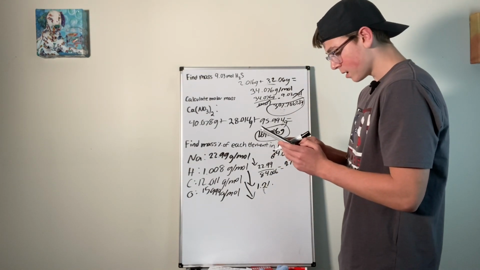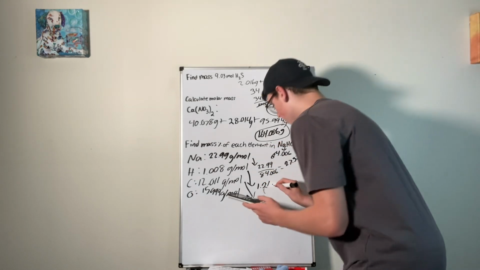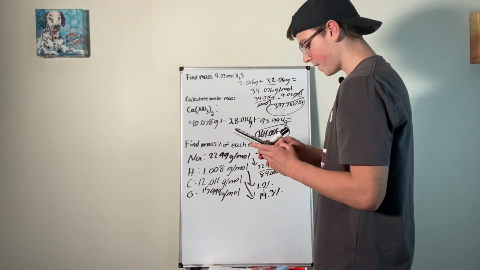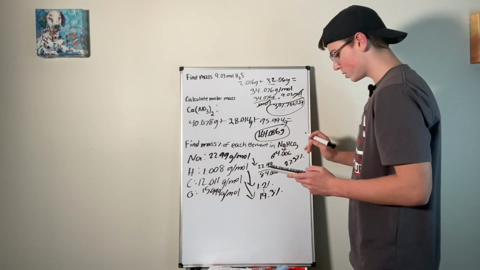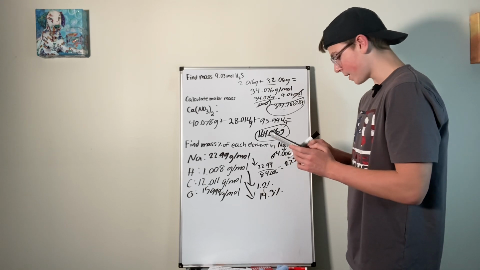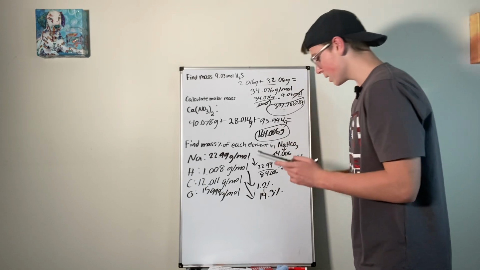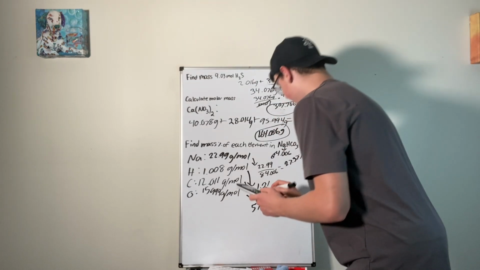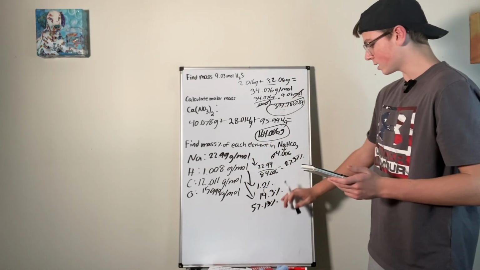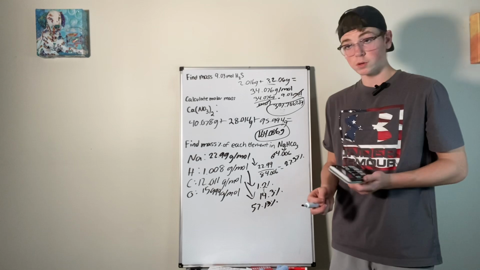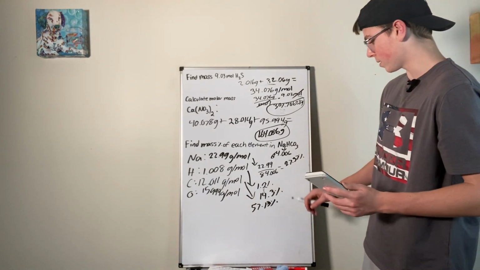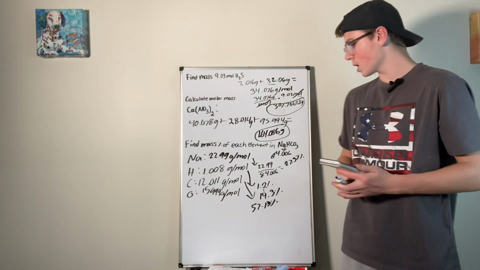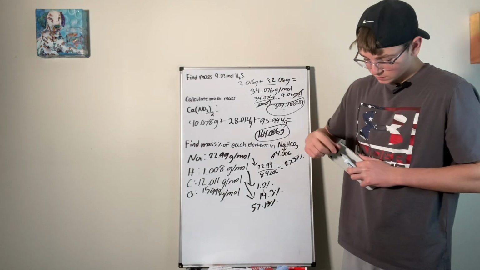12.011 divided by 84.006 gives us 14.3%. And then 15.999 times 3, because there's 3 of them in there, divided by the whole, 84.006, equals 57.13%. And then if you want to add those all together, you should get something close to 100. Whatever, it's just rounding. And that is how you do that problem.